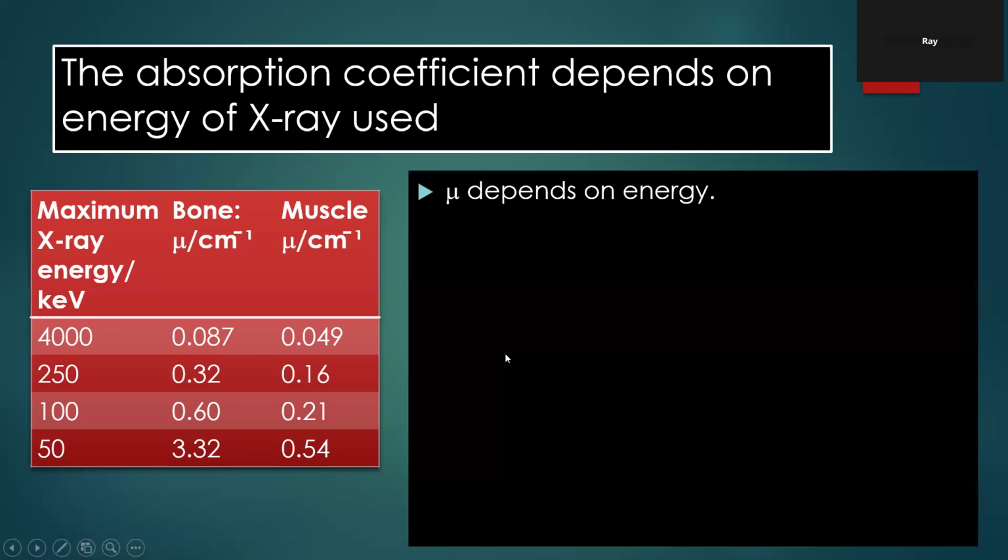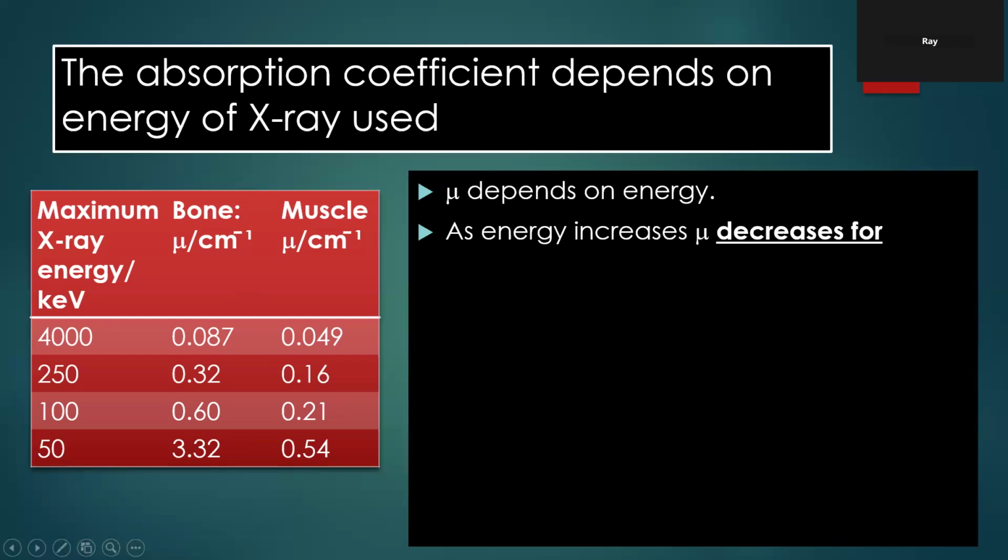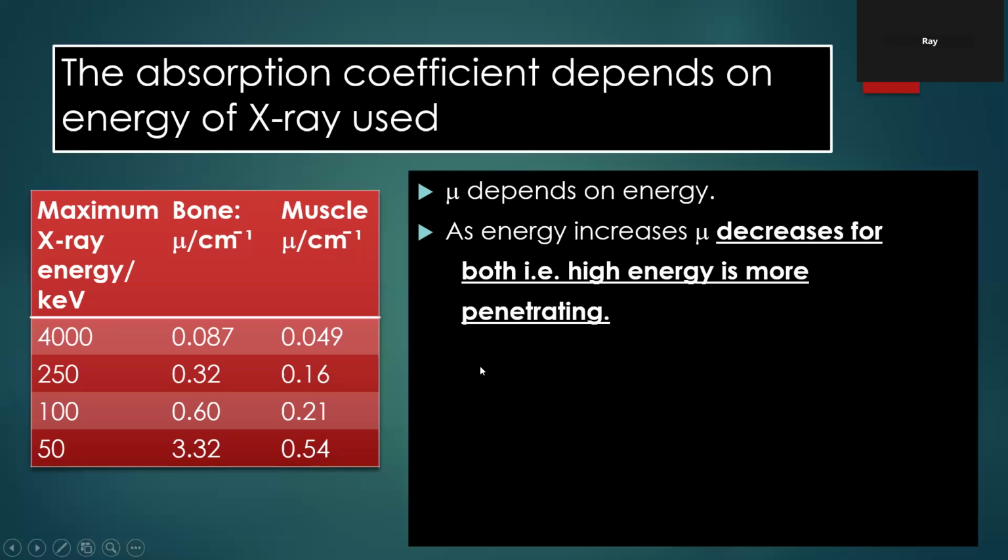Mu depends on energy, as can be seen from that. As energy increases, mu decreases, whether bone or muscle, as high energy is more penetrating. Low energy X-ray is better to differentiate. Same as here, 3 times. Here is less than double. Here is about double.